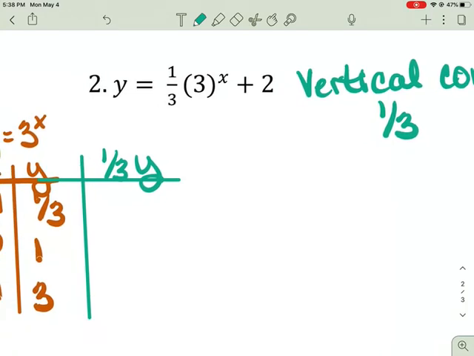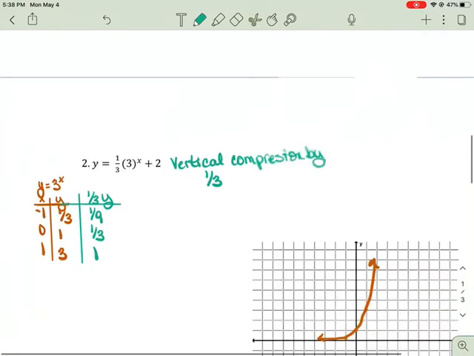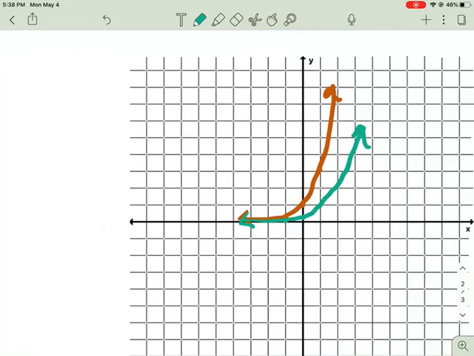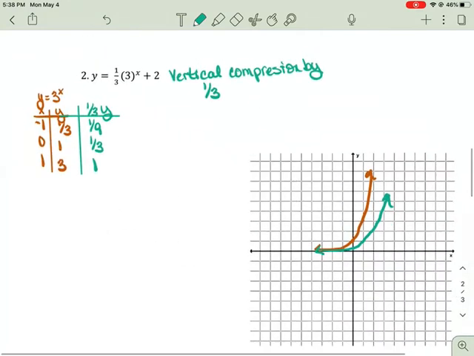Okay, so we're going to multiply all of our y values by 1/3. So 1/3 times 1/3 is 1/9. 1/3 and 1. So this is going to get really small. If you notice, it goes flatter. All right, it gets closer to the x-axis.